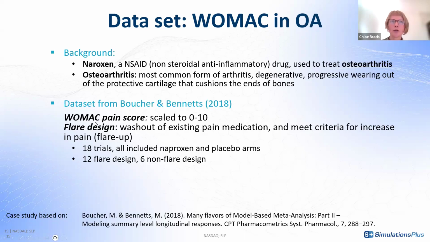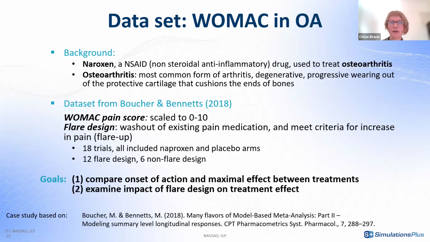And what we have as our observed value is the WOMAC pain score. This is scaled to be a value between 0 and 10. And the studies have either a flare or a non-flare design. A flare design means that there was a washout of existing pain medication and a certain criteria for how much the pain increased, so basically a flare-up.